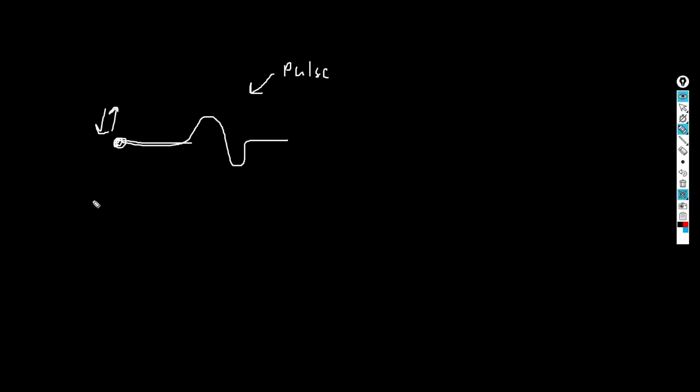Now a wave is just a bunch of pulses. Let's say you move your arm up and down, up and down, up and down. This is a wave. So pulse, wave. A wave is just many pulses. Now there are two types of waves. You have transverse waves like this one, and longitudinal waves, for example sound waves.